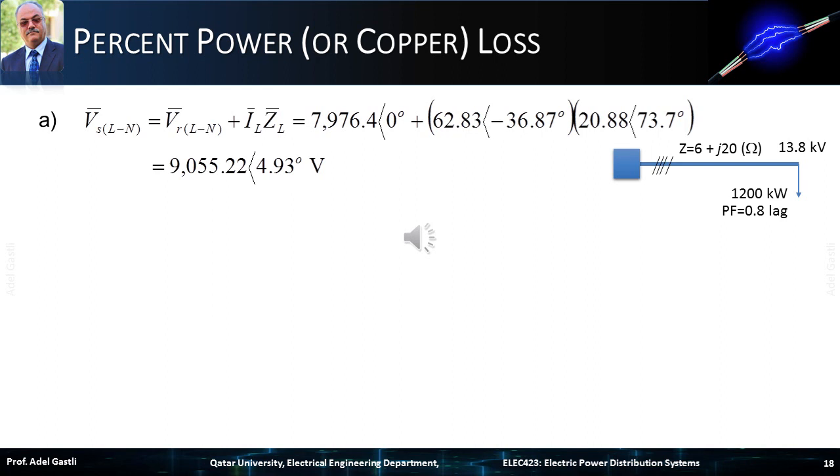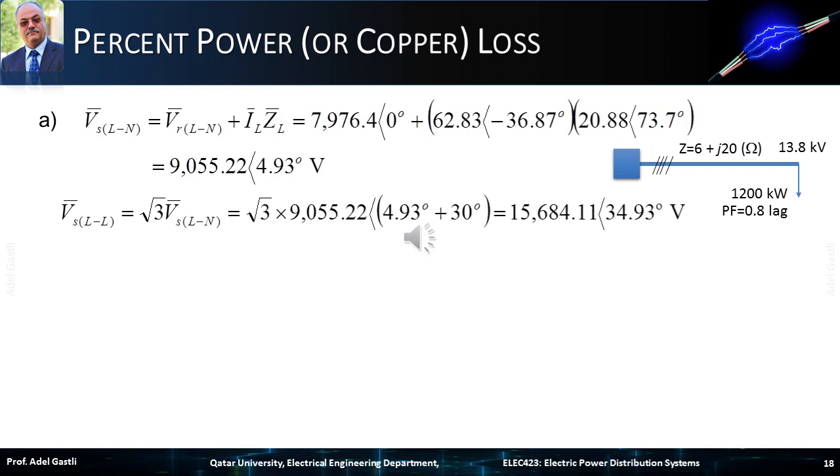We can find that the sending end phase voltage equals 9055.22 volts with a phase angle of 4.93 degrees. And the sending end line voltage equals square root 3 times the phase voltage, adding a phase shift of 30 degrees, which yields a value of 16,684.11 volts with a phase angle of 34.93 degrees.